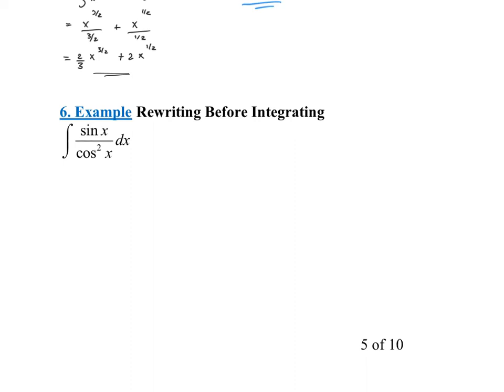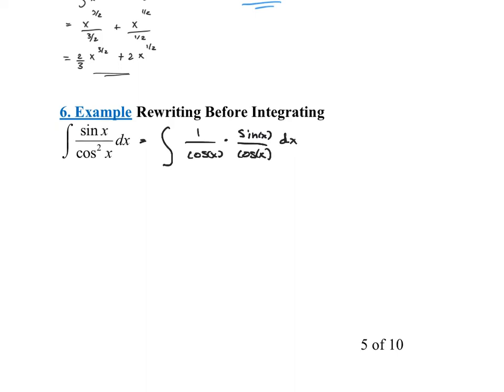So you might not see this, but I'm seeing it already, because what I'm thinking of is we have one sine on top and two cosines on bottom. And so what I'm really thinking about this is something like this right here: 1 over cosine of x times sine of x over cosine of x. Again, I have one sine of x on top, and I have two cosines of x on bottom.